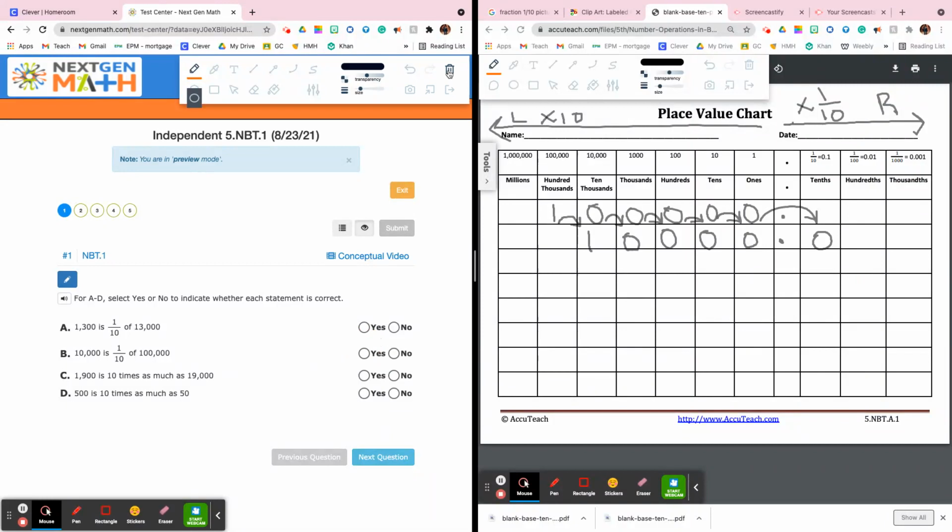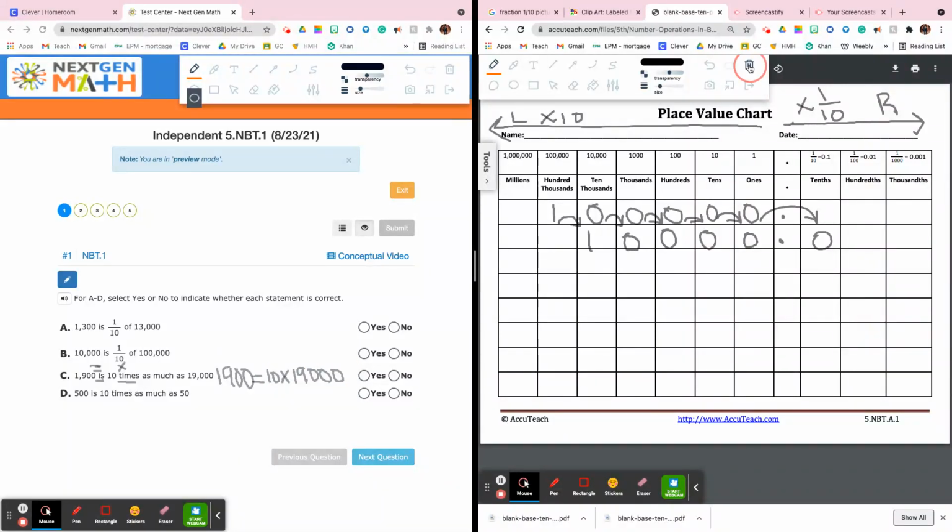Let's do C. C says 1,900 is 10 times as much as 19,000. Remember, the word is stands for equal. Times stands for multiplication. So we're going to go ahead and write our math sentence. I'm going to write 1,900 equals 10 times 19,000.